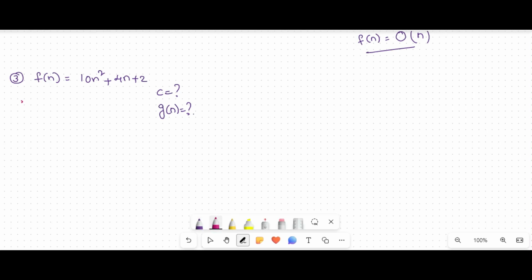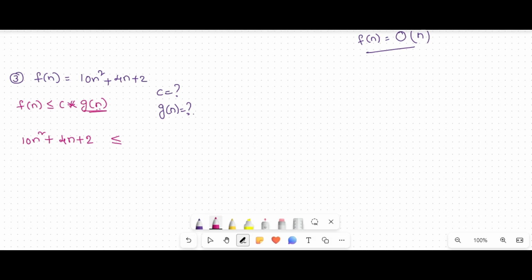f of n. What is big O notation? F of n is less than or equal to c into g of n. Like this we have to write now. How can we write this? 10n square plus 4n plus 2 less than or equal to some constant c into g of n.